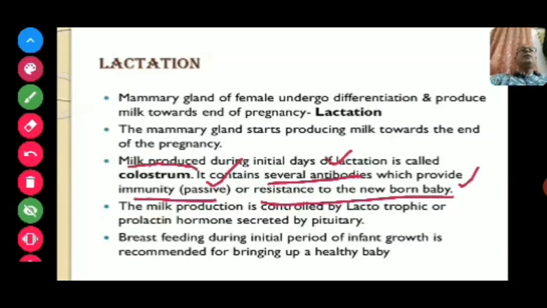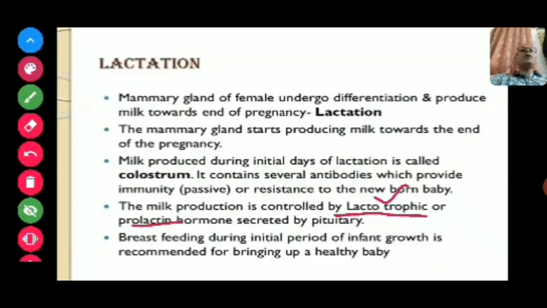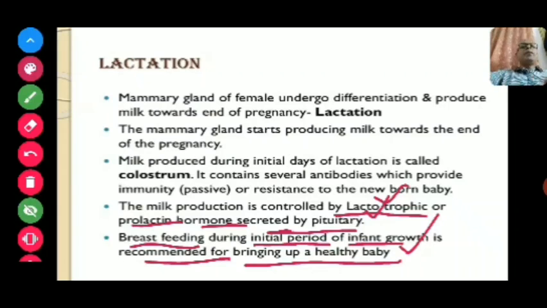It is the dark yellow milk, and milk production is controlled by the lactotrophic hormone, prolactin, secreted by the pituitary. Breastfeeding during the initial period of infant growth is recommended for bringing up a healthy baby.